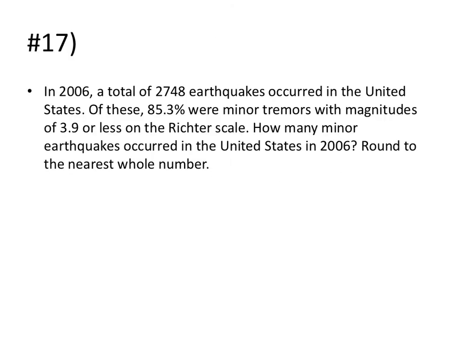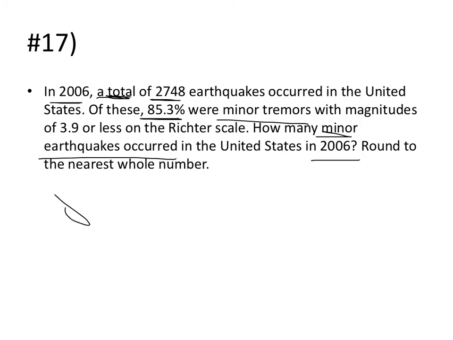Okay, in 2006, a total of 2,748 earthquakes occurred in the United States. Of these, 85.3% were minor tremors with magnitudes of 3.9 or less on the Richter scale. How many minor earthquakes occurred in the United States in 2006? Round to the nearest whole number. Okay, so it said in 2006, a total of 2,748 earthquakes occurred in the United States. Of the total, 85.3% were minor tremors. How many minor earthquakes occurred in 2006?